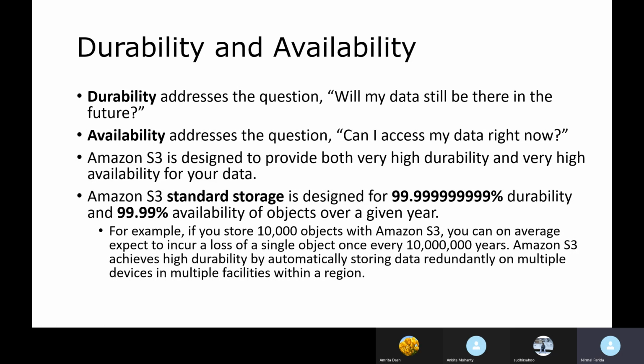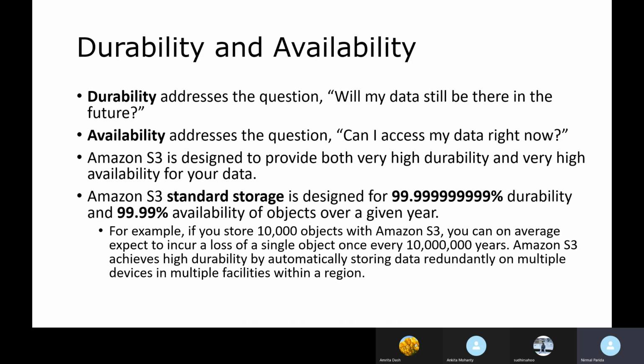Next is durability and availability. Durability addresses the question: will my data still be there in the future? Durability means how long-lasting your data is. Suppose you are buying one product, you check its durability, like, I can use this for 10 years or 5 years, right? Similarly for the objects you uploaded in S3, what will be the durability? How long will my data be there in the future?